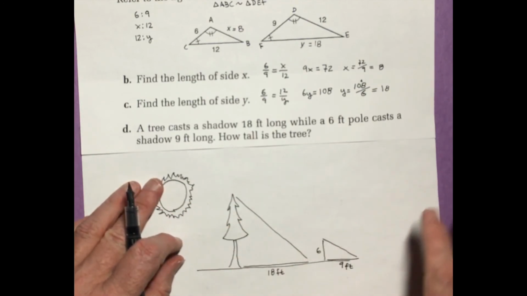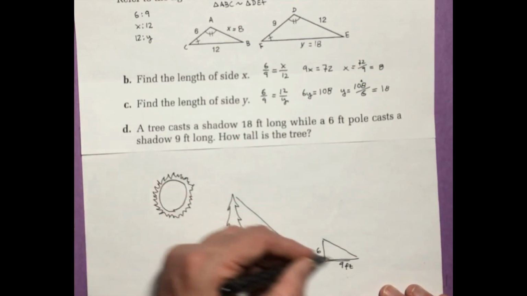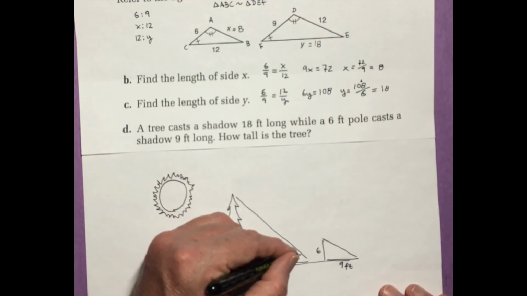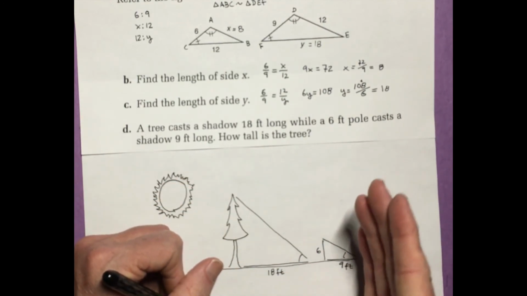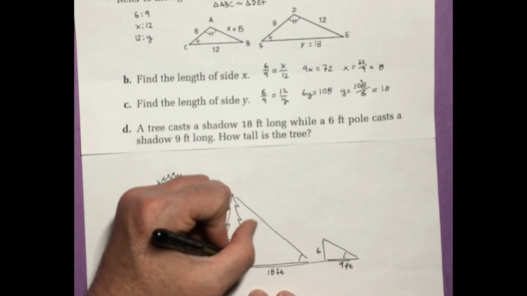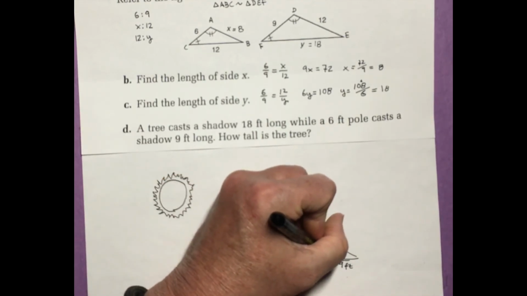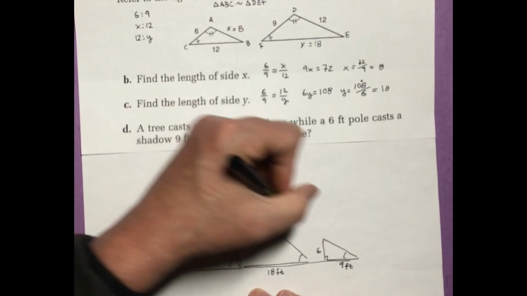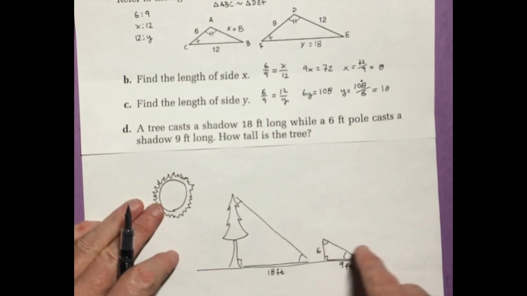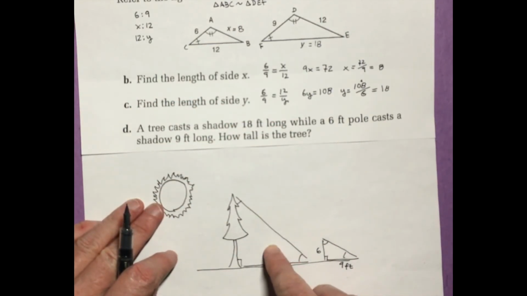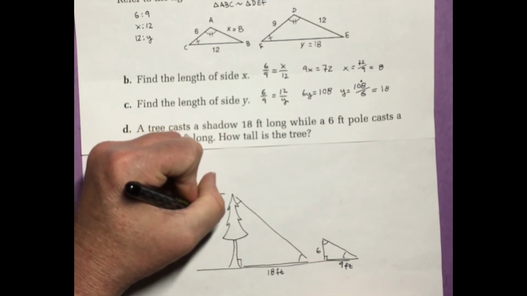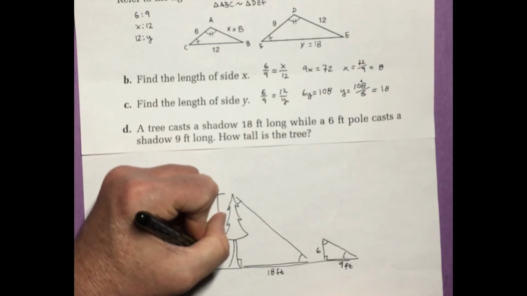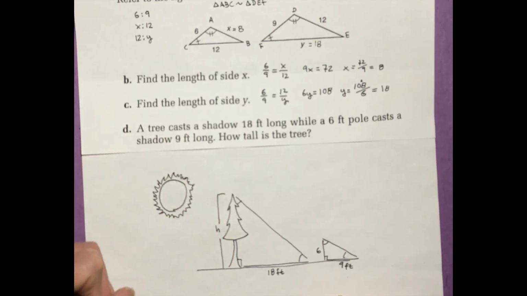Those triangles should be similar because the angle of the sun doesn't change. So that means these angles with relation to the ground are the same. The pole is sticking straight up, as is the tree. That means these are 90 degrees here and here. So those two triangles are similar. And they're asking us to find the height of the tree. So we're going to find the height of the tree, H, right there.